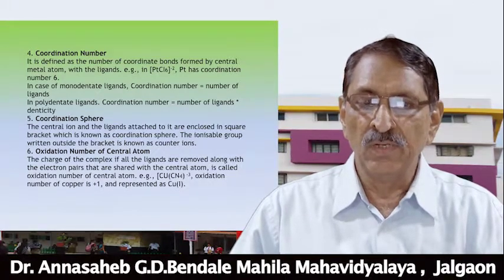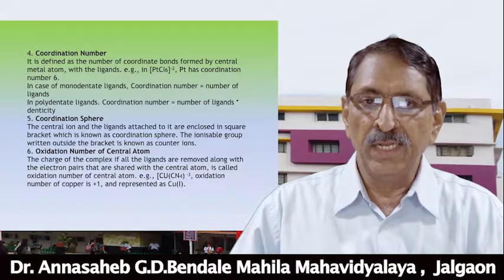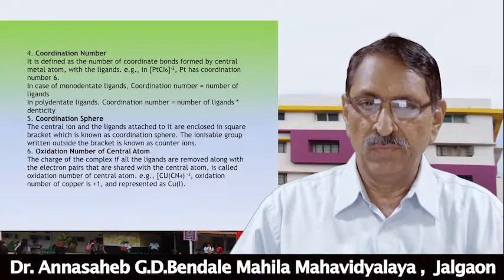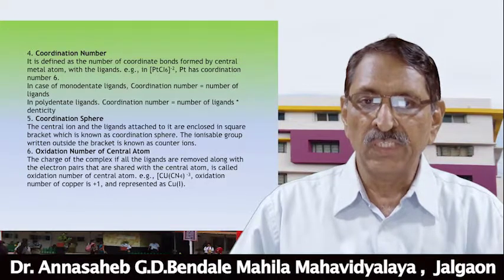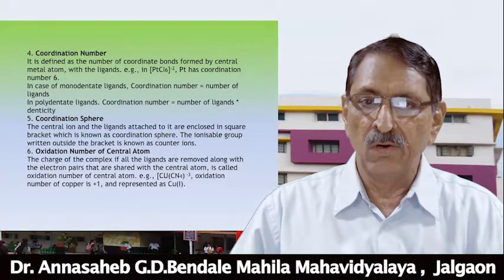Now, we have to discuss the next term, that is the coordination sphere. In this coordination sphere, the central ion and the ligands attached to it are enclosed in square brackets, which is known as the coordination sphere. The ionizable groups written outside the bracket are known as counter ions.